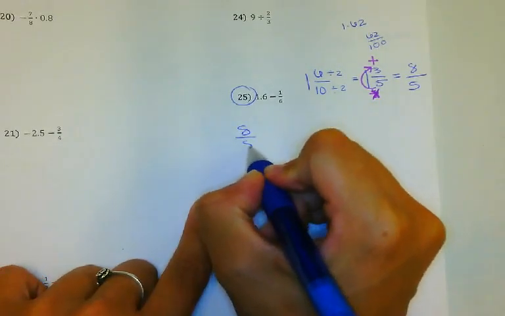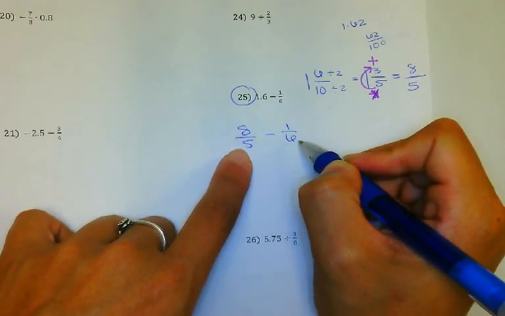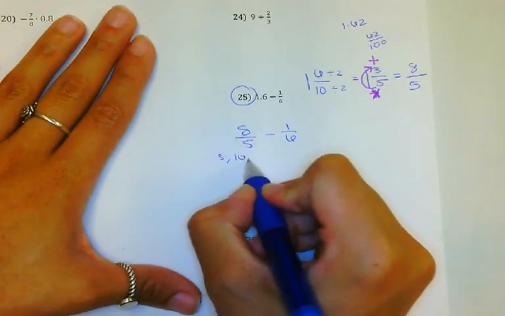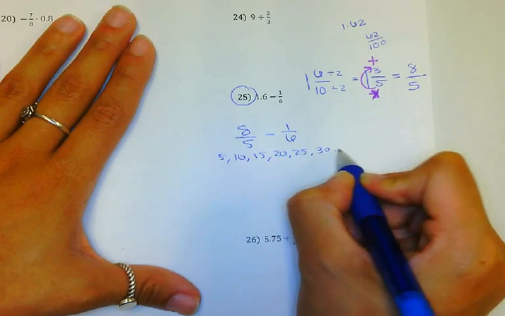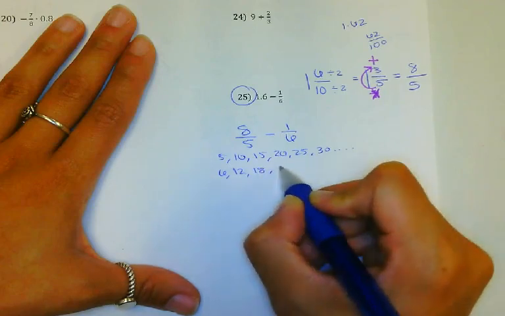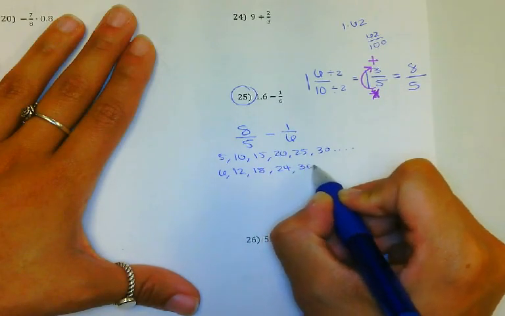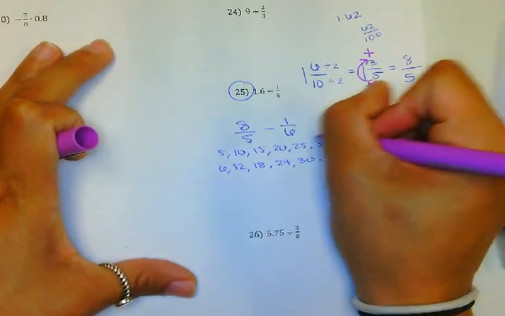Now, we subtract. We have 8 over 5 minus 1 over 6. Now, I do not have the same denominator. I have to get a common denominator. So, we got 5, 10, 15, 20, 25, 30, 6, 12, 18, 24, 30. So, the number that's common is this 30.